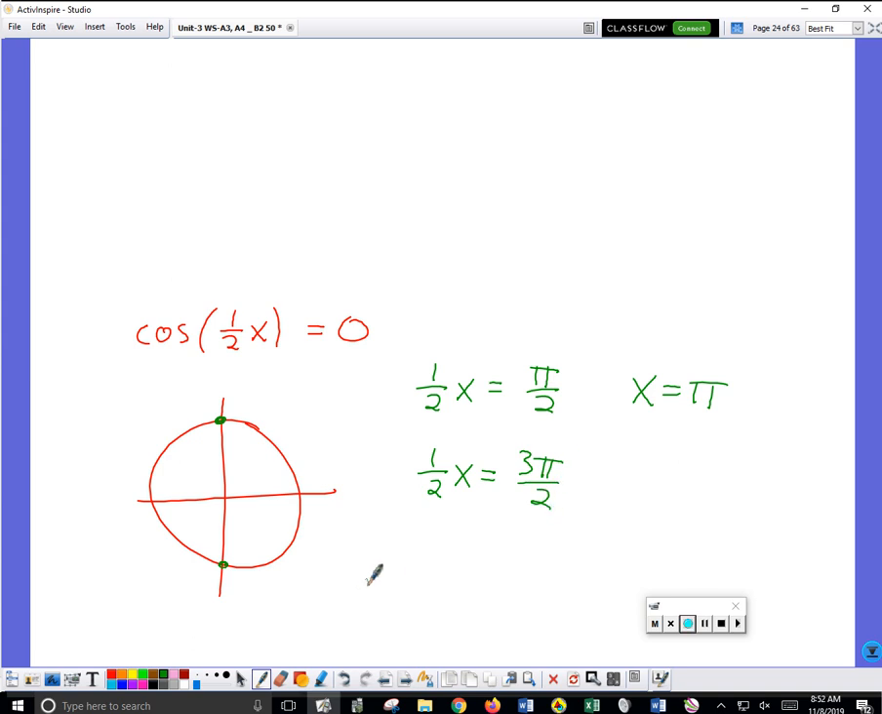Solving for x, you multiply both sides by 2. x is going to equal 3 pi over 2 multiplied by 2. So x would be 3 pi, but that's not in the interval. You didn't need to repeat anything. Awesome.